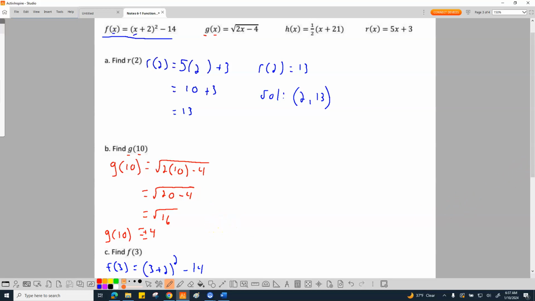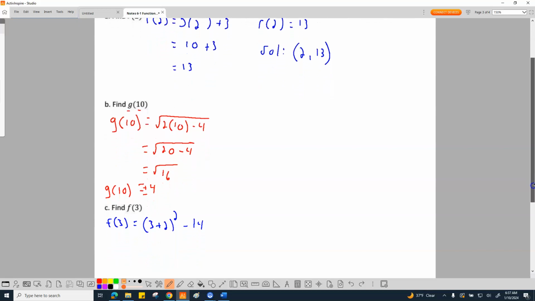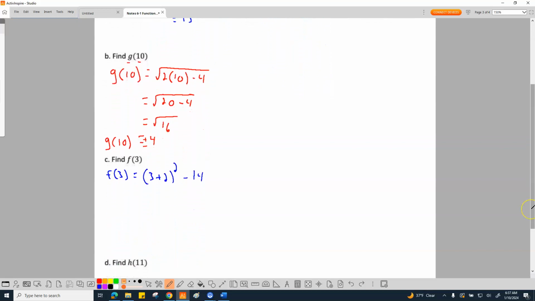Again, pretty straightforward. There's nothing really tricky today. This is just an information dump today. So now we end up having to solve this. We have to do PEMDAS. Don't forget that. PEMDAS is the order: parentheses, exponents, multiplication, division, addition, subtraction.